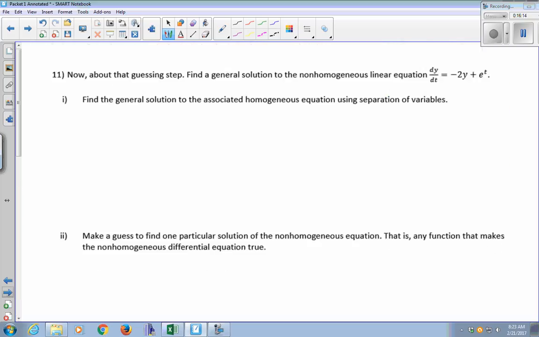Okay, so the guessing step. That's the hard step. I just gave you the particular solution this time. Let's do another example where we actually guess.